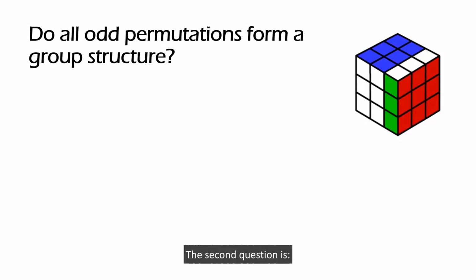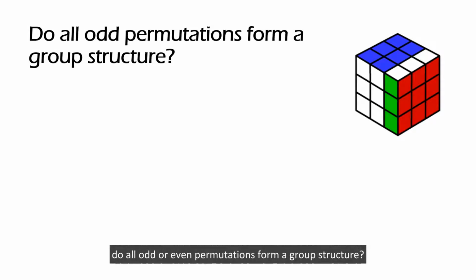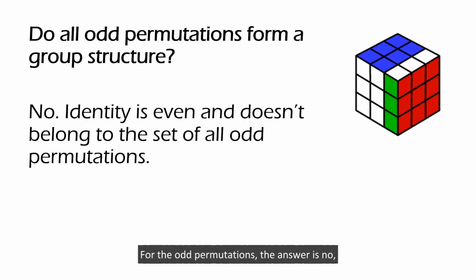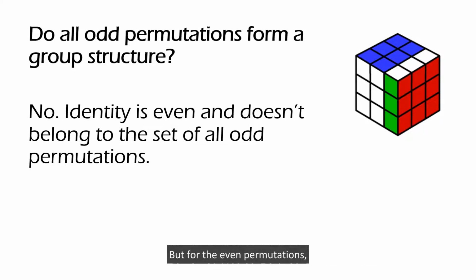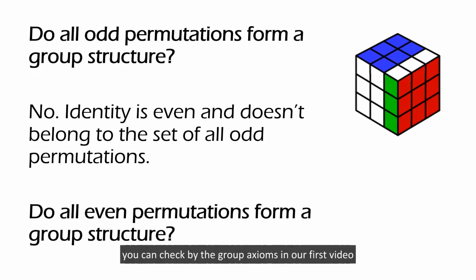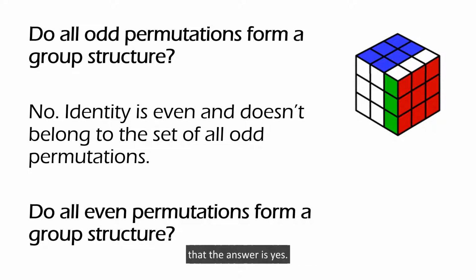The second question is, do all odd or even permutations form a group structure? For the odd permutations, the answer is no, because we've proved that the identity is an even permutation, and therefore it doesn't belong to the set of all odd permutations. But for the even permutations, you can check by the group axioms in our first videos that the answer is yes.